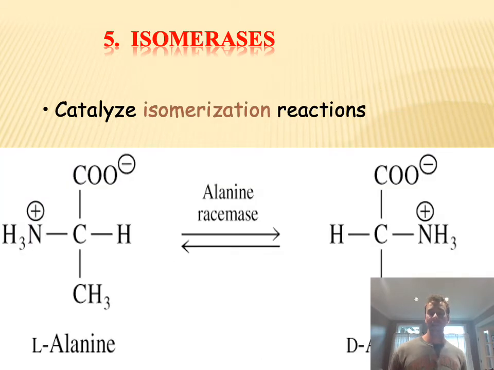The fifth category is isomerases. This catalyzes the isomerization of a substrate. So for example, alanine racemase just takes L-alanine and turns it into D-alanine, basically swapping the direction of these 2 groups, flipping it as a mirror image essentially.